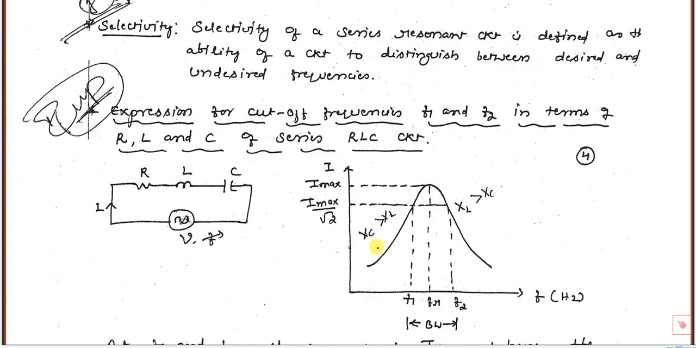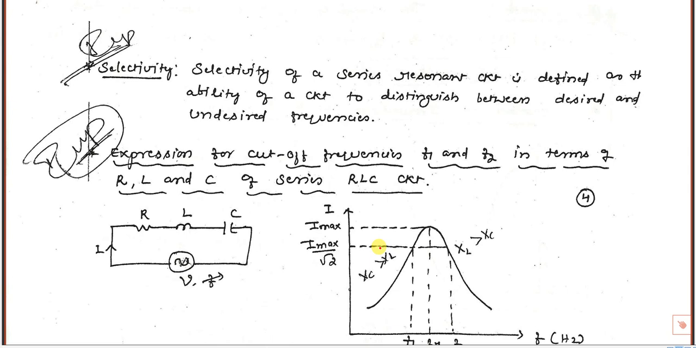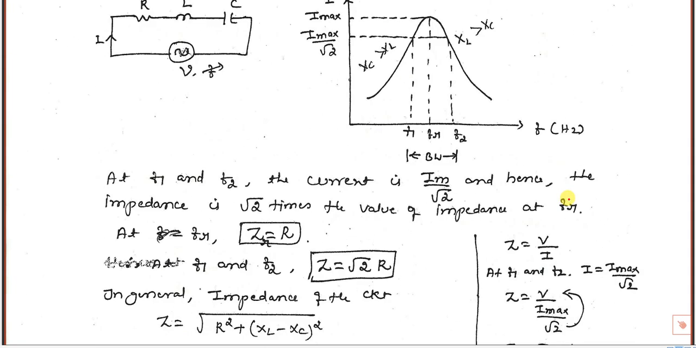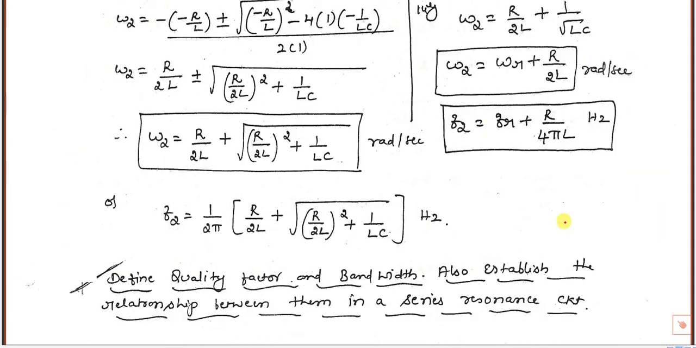So another important definition term is selectivity. Define selectivity. Four terms they will ask. It is for 8 marks. So define selectivity. Selectivity of a series resonant circuit is defined as the ability of a circuit to distinguish between desired and undesired frequency. So here you can see.